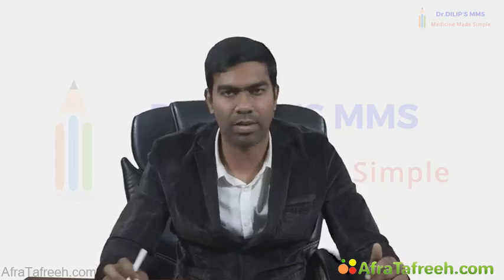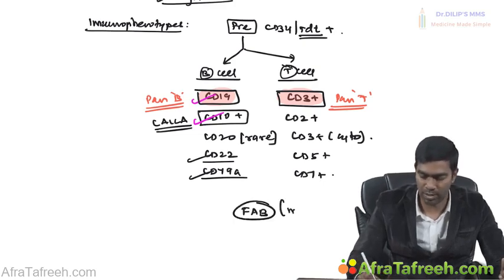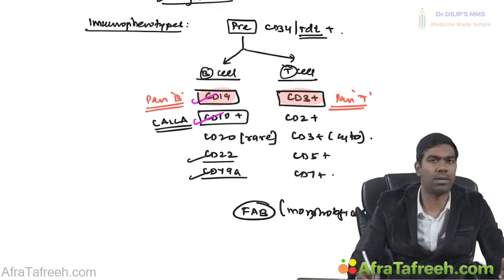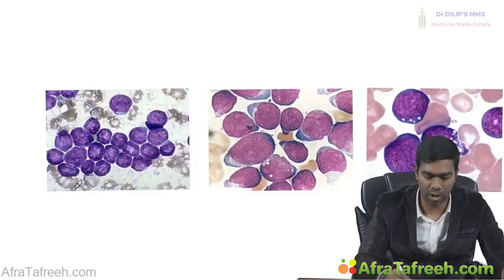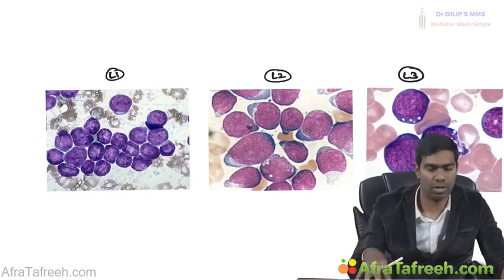So these are three markers that you have to know for your immunophenotyping as it relates to the B cell versus the T cell. The next step is understanding the FAB classification. FAB is a morphological classification, like what we see in AML, but it will be a lot different here. We differentiate ALL into L1 type, L2 type and L3 type morphology.